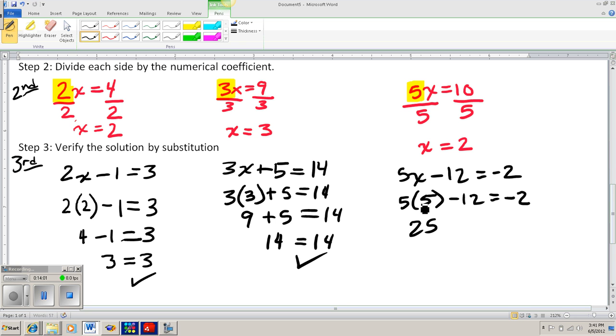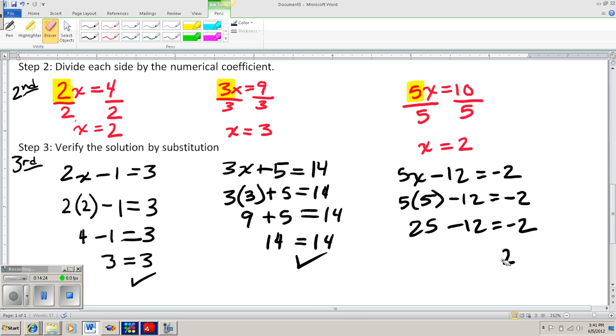Check out my answer. 5 times 5. I said x equals 5. Minus 12 equals negative 2. 25 minus 12 is 13. That does not equal negative 2. So this is how I caught my mistake. I made a simple mistake, and now because I verified, I can fix it.